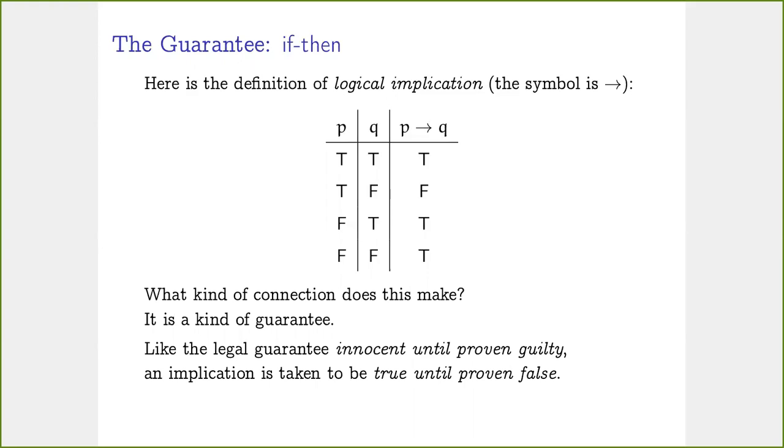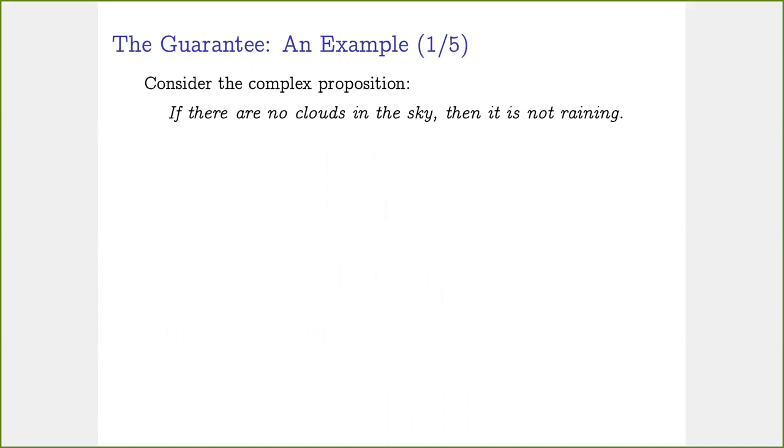The question is, how do the last two rows figure in this? Well, we have to give it some truth value, and we use something like the legal guarantee, innocent until proven guilty, and say an implication is taken to be true unless it's proven to be false. Let's look at an example.